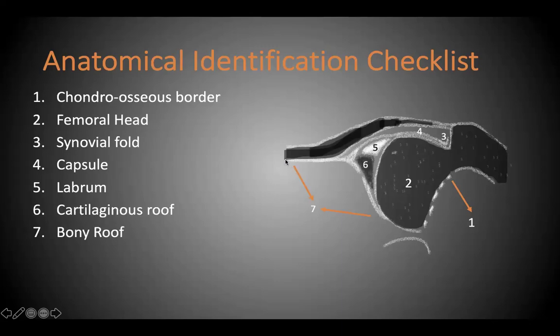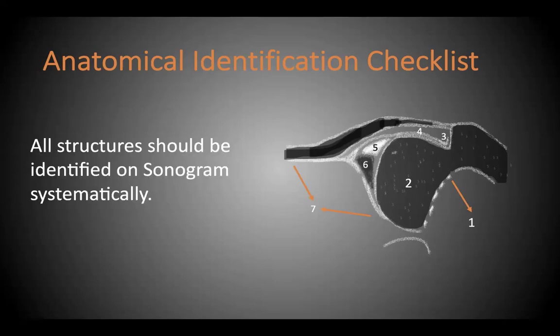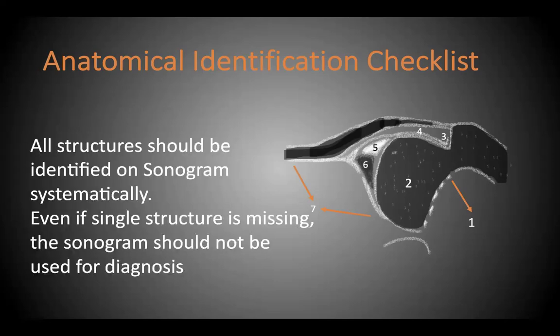And the seventh is the bony roof, which is your ilium, so you're supposed to, again, trace the ilium all the way from the top, going down up to the medial end. So this is your anatomical identification checklist. And unless and until you can see all these 7 on an ultrasound image, you're not supposed to use it for diagnosis and further treatment. So even if a single structure is missing, you should not use an ultrasound scan for the diagnosis.